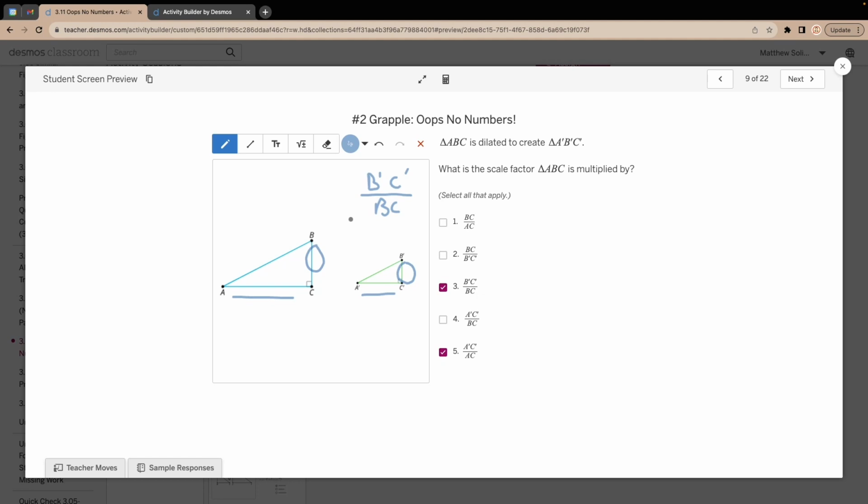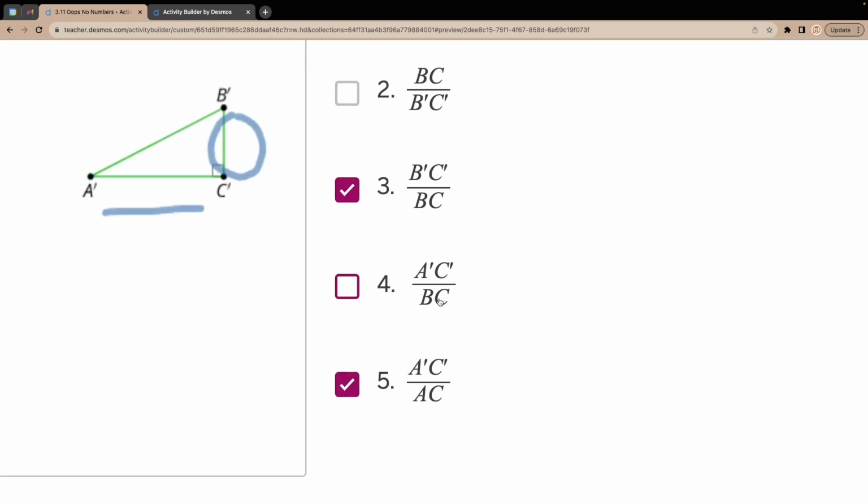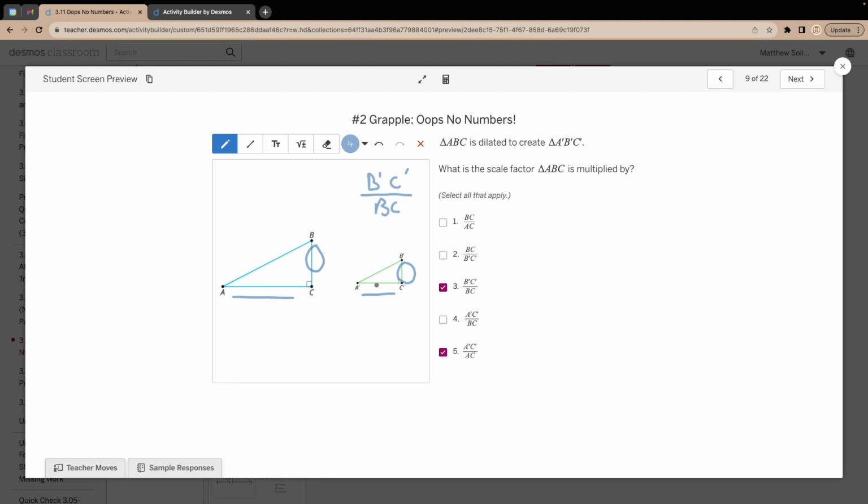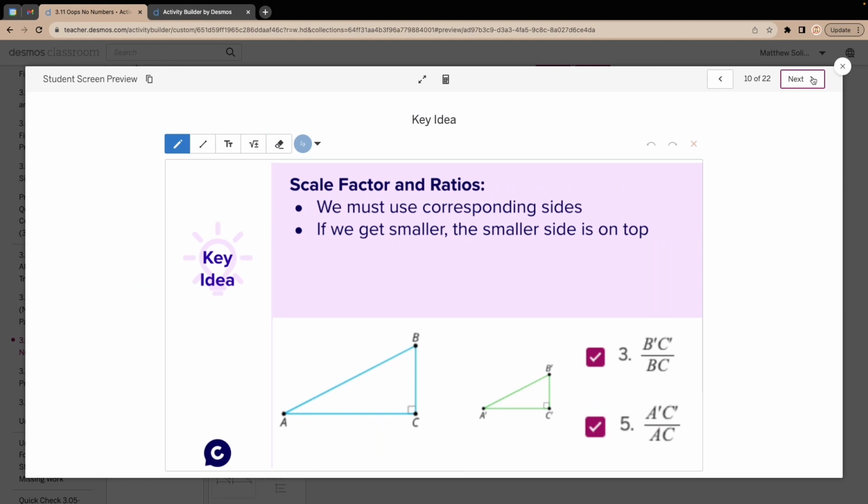Notice a few things. We want to make sure we're choosing corresponding sides. So AC and BC, A prime, C prime, and BC, those are not corresponding sides. So I can't use that one. BC over B prime, C prime, this one, that would make the triangle bigger. So if we were going bigger, we would put the bigger side on top. And then these ones are not corresponding, so I can't use those. So this one might have been a little confusing, but the rest should be pretty simple. So we want to make sure we use corresponding sides, and if we're getting bigger, we put the bigger side on top. If we're getting smaller, we put the smaller side on top. All right, so that was the big idea.